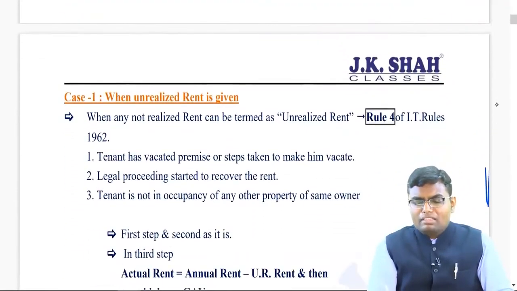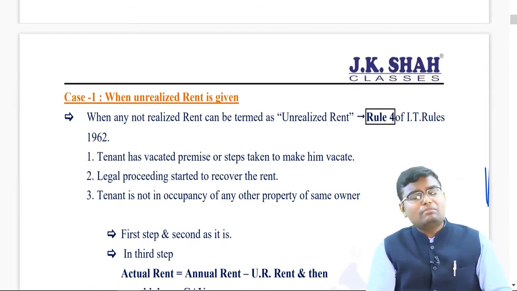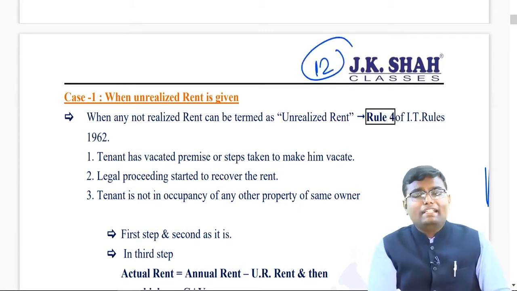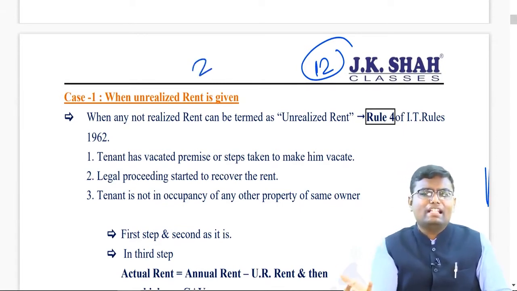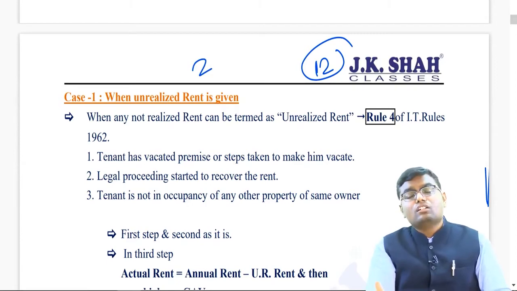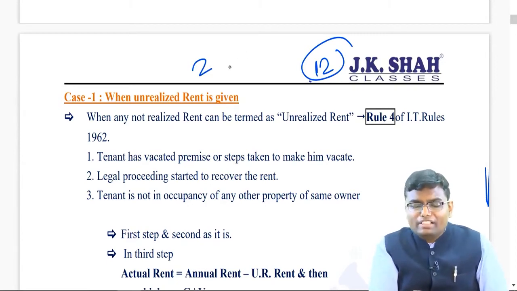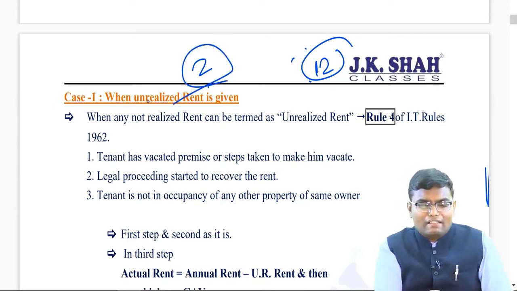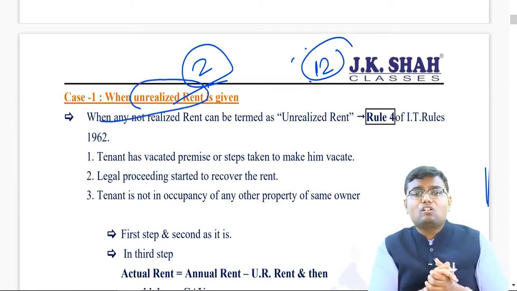Now it may be possible that, let's say, I have given a property on rent for 12 months. And the rent of 12 months is also accrued. So I have to include in actual rent the full 12-month rent. However, my tenant has not given me the rent for, let's say, 2 months and it is now bad debt. I can't collect it. He is not giving me. So can I say my actual rent should be reduced by the rent of these 2 months? Yes or no? Yes. This bad debt which you can't collect from the tenant as of now is called unrealized rent.